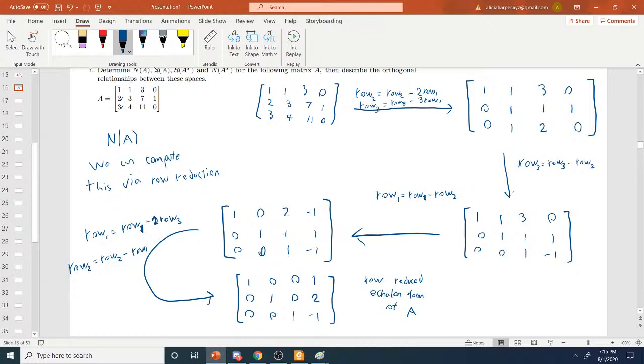So here's what we can observe. Observe that the rank of A, which is equal to the dimension of the column space, has to be equal to 3 because the first 3 vectors are linearly independent and the last vector can be expressed in terms of them. So the rank of A is equal to 3.